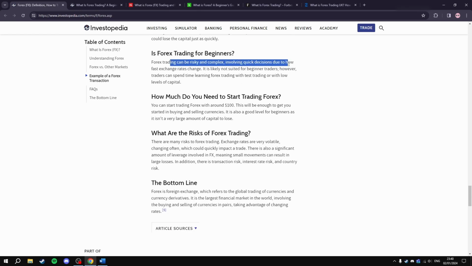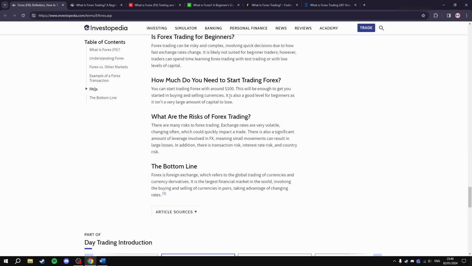Forex can be risky. How much capital do traders need to start trading? You can start with a small amount, that'll be enough to start, but this is all at risk. There are many risks. Exchange rates change very often, and in addition there is a trend in currency Forex.